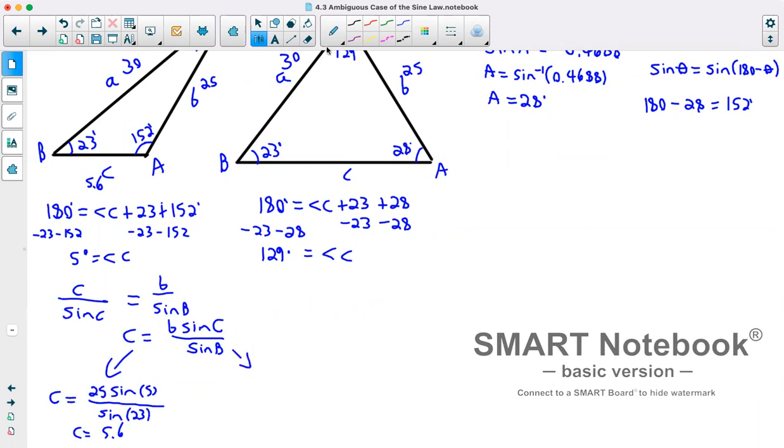And then if we do the same thing for this triangle, we have C is equal to side length B, which is 25, sine of angle C, which is 129, over sine of angle B, which was 23. And that should give us a side length of 49.7. So we have solved both these triangles.